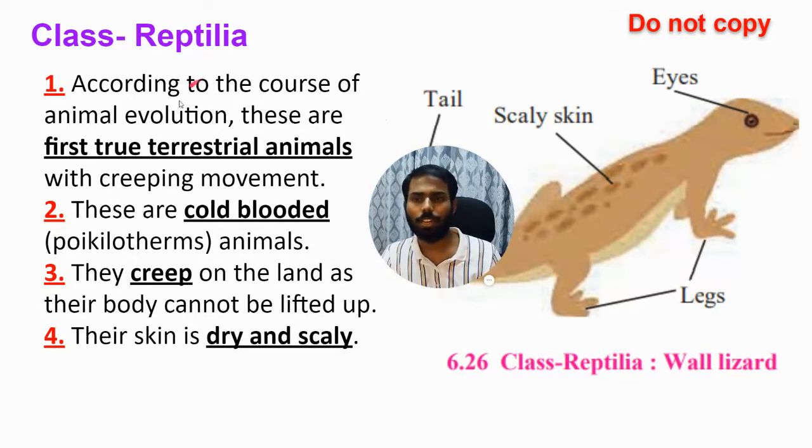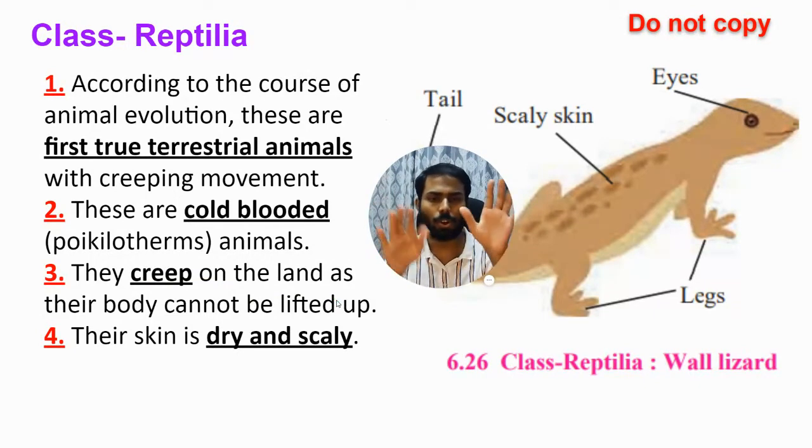Okay, next, these are cold-blooded animals. You know what is cold-blooded? Because they are cold-blooded, you can also call them as poikilotherms. They creep on land as their body cannot be lifted. उनके बॉडी को उठा नहीं सकते वो लोग अपने बॉडी को, तो creep करेंगे. creep मतलब क्या? The way lizard walks, right? ऐसे ऐसे walk करेगा lizard.